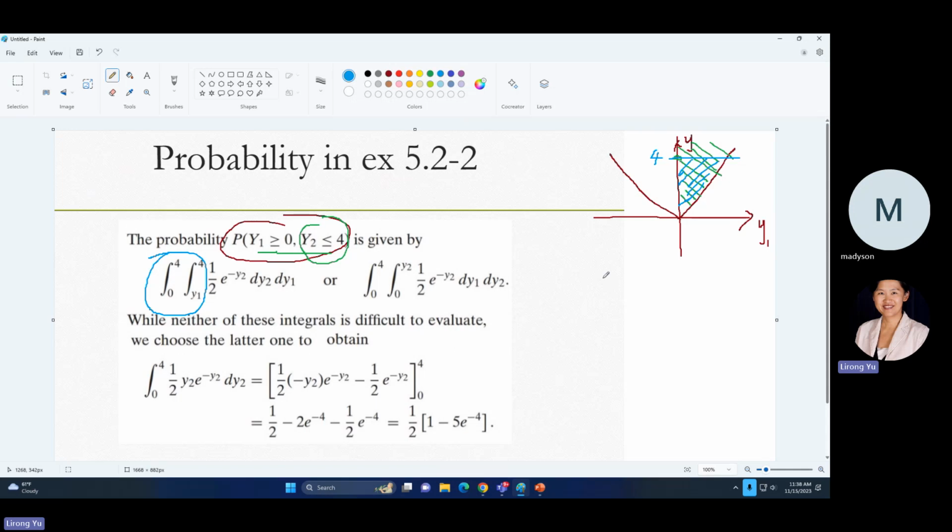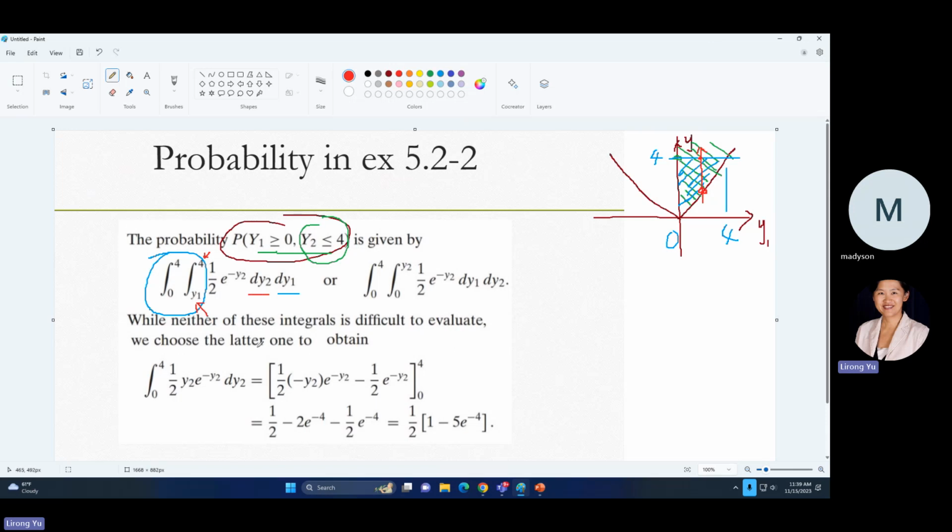You can do dy2 dy1, and you can do dy1 dy2. That's why there are two different formulas. If you want to do dy2 dy1, you need numerical boundaries for y1. The line y1 equals y2 meets 4, so y1 has numerical boundaries from 0 to 4. And then y2 would be a variable boundary. The upper boundary would be 4, and the lower boundary is right here, on the line where y2 equals y1. So y2 has a lower boundary equal to y1. That's how this integration works.